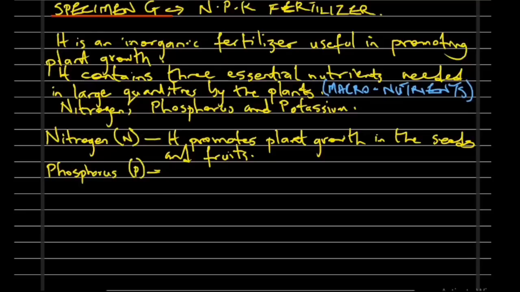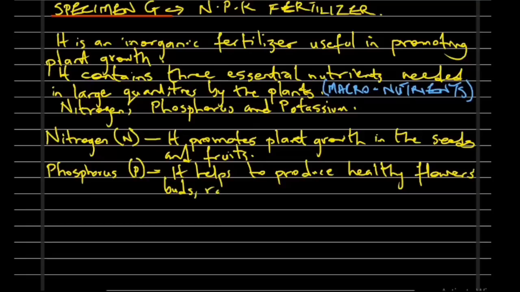When we look at the phosphorus now, what we have there is that it helps to produce healthy flowers. It produces healthy flowers, buds, roots, and fruits. These are the components that are promoted by the phosphorus. And we have the last component there, which is the potassium.